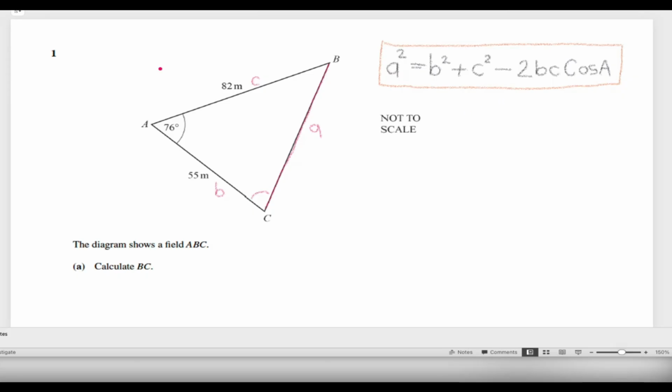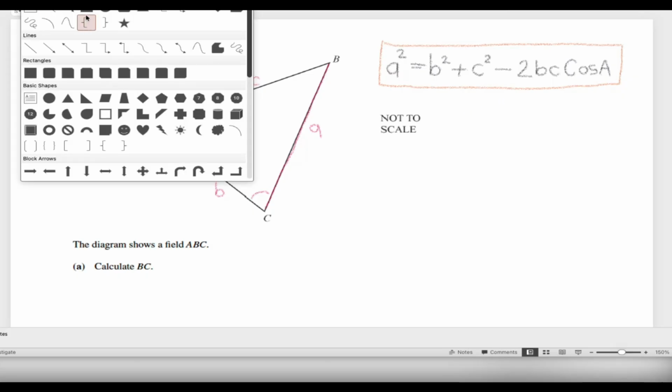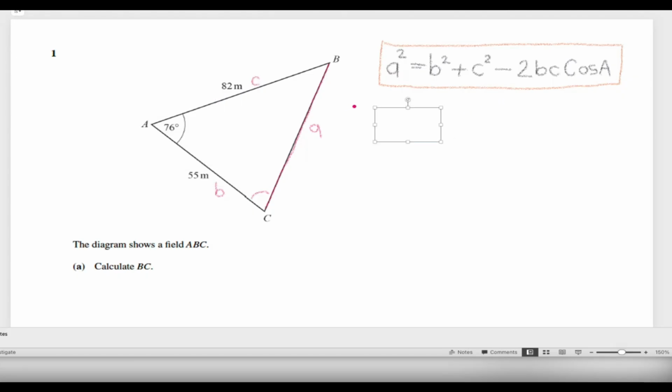Okay, so now we are just going to fill in the missing values. We are just going to substitute. So we don't know the value of A. We want to solve for A. We know the value of B. B is 55. So instead of writing B, I'm going to write 55. And as you can see in the formula, we have to square it.